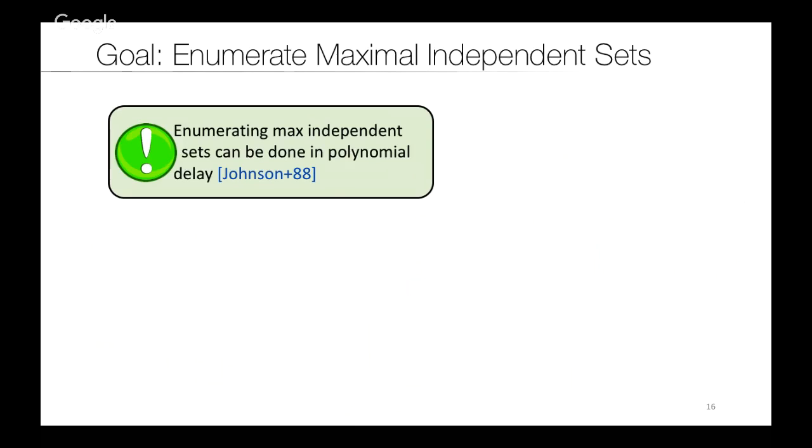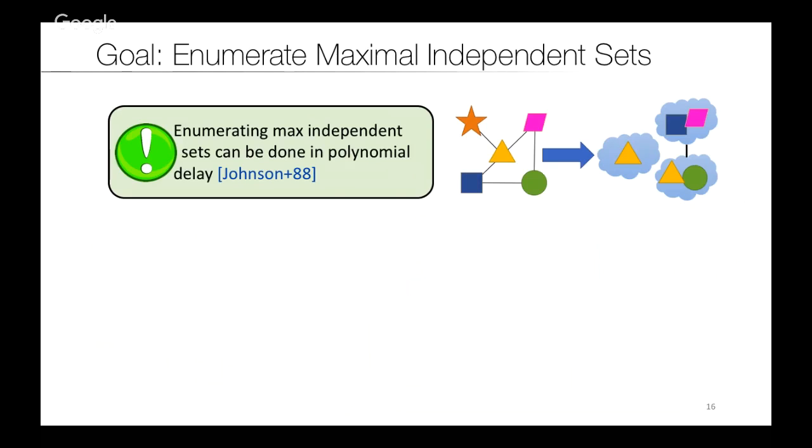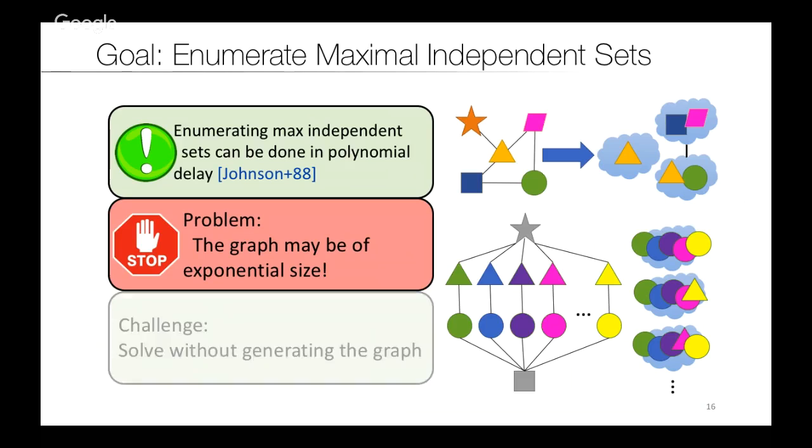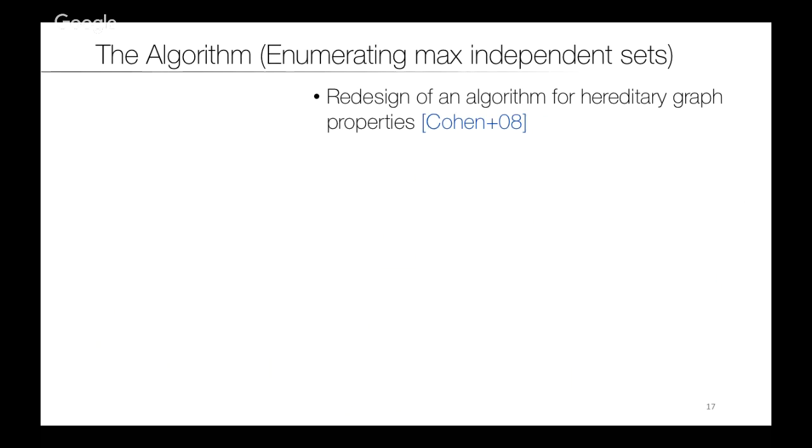Well, not really. The maximal independent sets are on the separator graph, not on the original graph. And the separator graph can be of exponential size. This is an example. So we can't really generate this separator graph and then run some algorithm and still expect to get the first result after polynomial time. So what we want to do here is find the maximal independent sets of a graph we cannot even generate. And this is what the algorithm that we propose does.